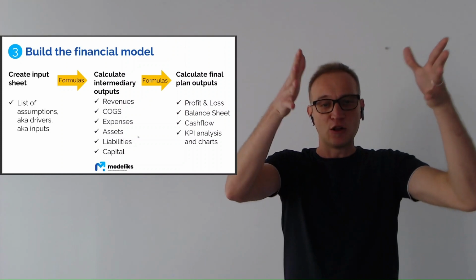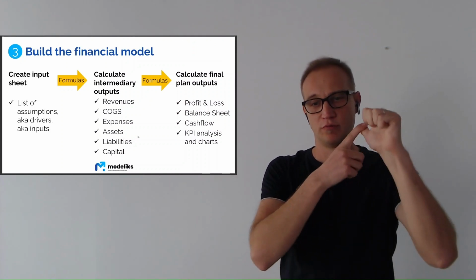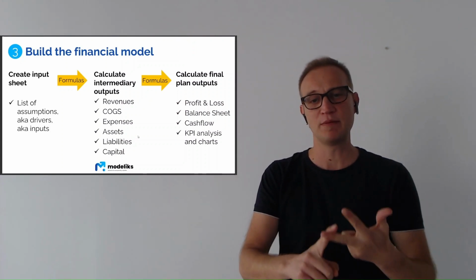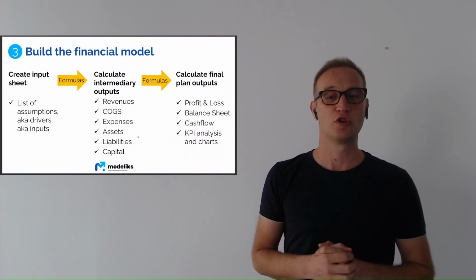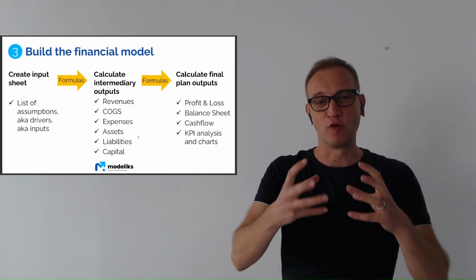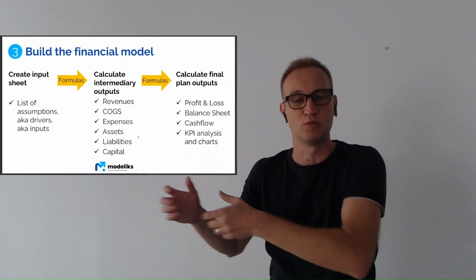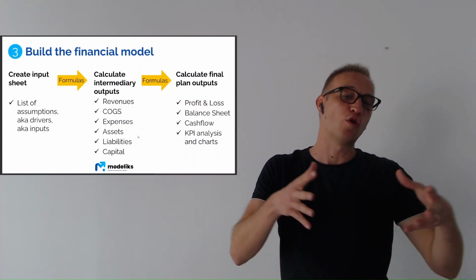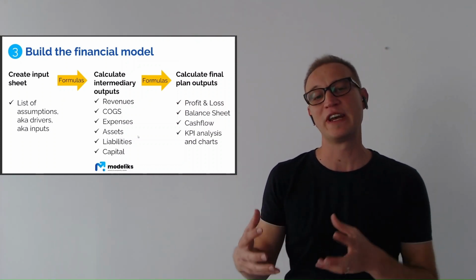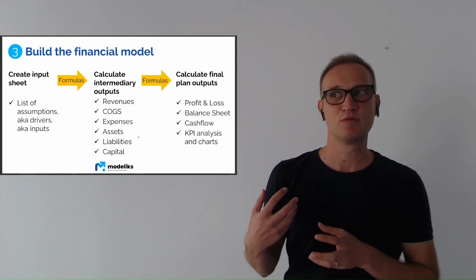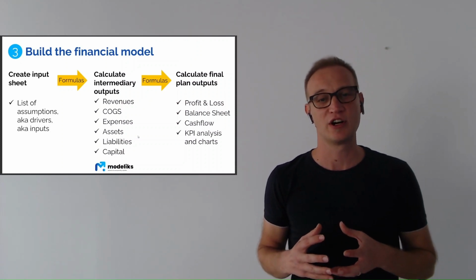Once you have calculated your intermediary outputs, you create your final financial plan outputs, which are your profit and loss statement, your balance sheet, your cash flow statement, and other KPIs and analysis that you might require to sense check your financial plan. Again, this is where you create the formulas to calculate your profit and loss, balance sheet, and cash flow statement from the intermediary outputs. This is usually the most complex part of building a financial plan, because building a professional financial model is quite a complex task that usually people with lots of experience are required to do.